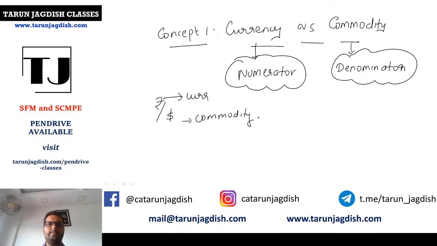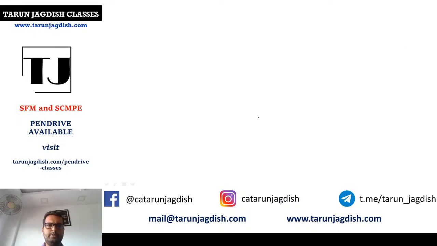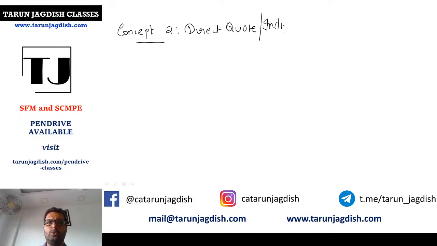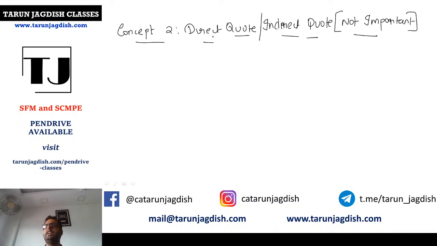All right. Let's now go to concept number two. Everyone write down. Concept number two, direct quote and indirect quote. In bracket you write down not important. This one concept creates a lot of confusion. Hence I'm mentioning it is not important, but it's a part of your syllabus. Hence we need to cover this. Can you please write down this in your books now?